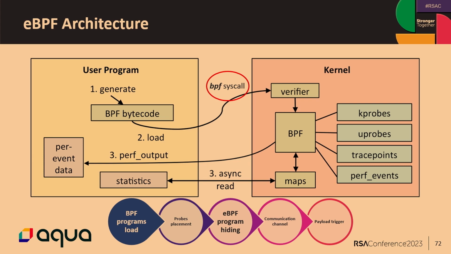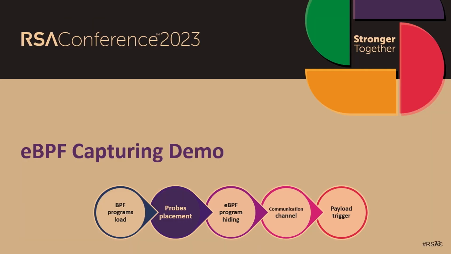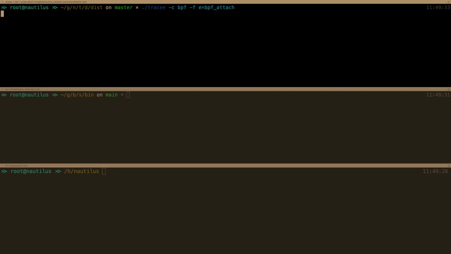What we did is we attached ourselves to that function, the BPF syscall, and we're able to capture the bytecode before saving it to disk for later investigation. So here we're going to see a demo. Hopefully, we'll be able to see what's happening.